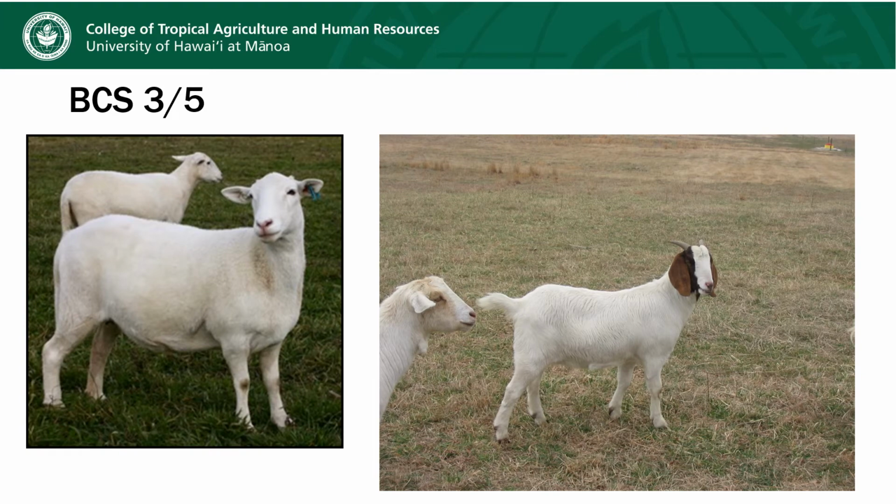In this slide, I show you 2 photos of animals that are roughly in the ideal body condition, so about a 3 out of 5, although the sheep that's on the left is probably more like a 3.5. If you want to, you are allowed to use half scores, if you think that the animal's kind of in between areas.